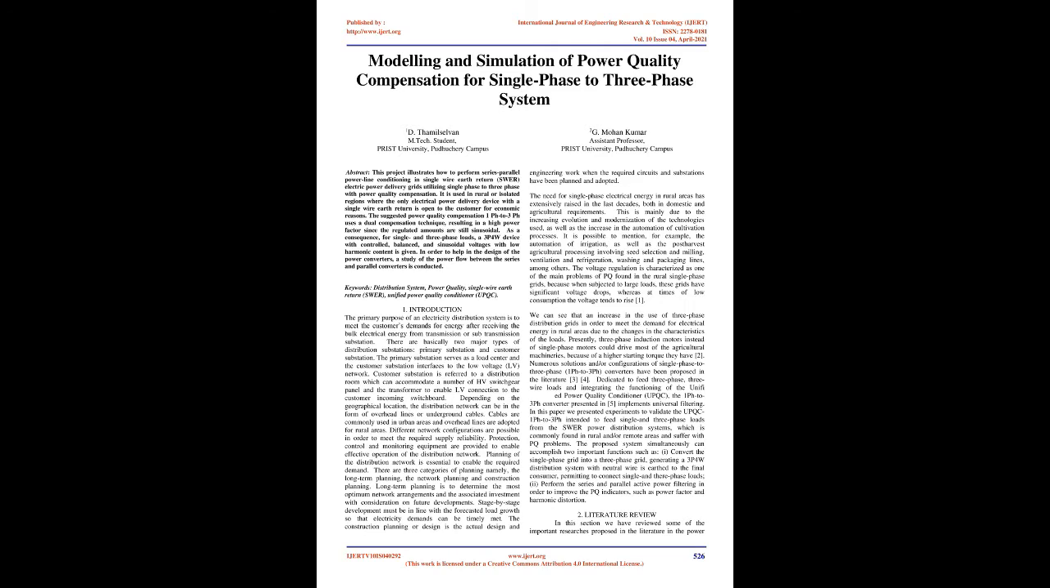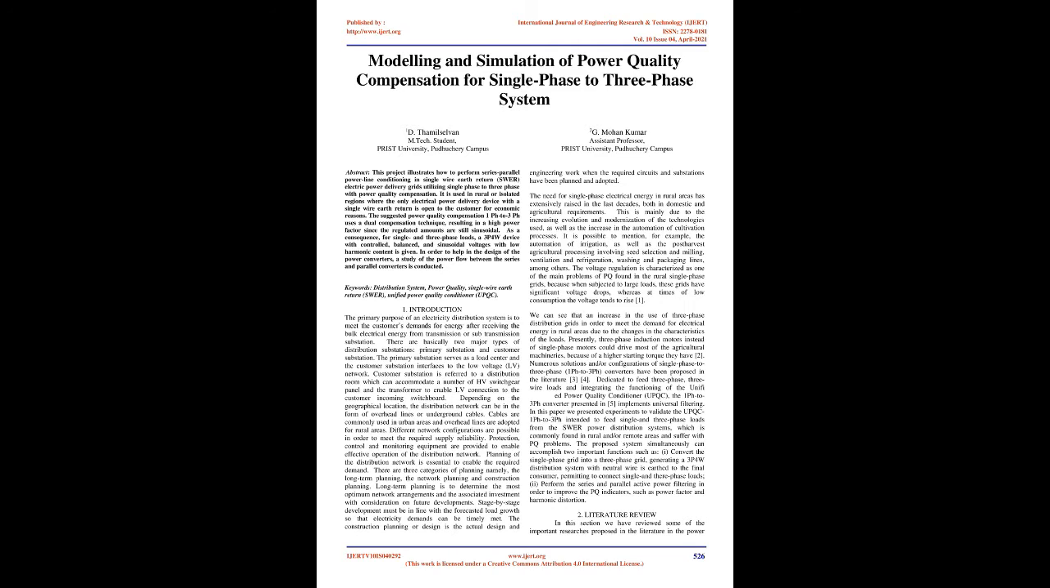Engineering work. When the required circuits and substations have been planned and adopted, the need for single-phase electrical energy in rural areas has extensively raised in the last decades, both in domestic and agricultural requirements. This is mainly due to the increasing evolution and modernization of the technologies used, as well as the increase in the automation of cultivation processes. It is possible to mention, for example, the automation of irrigation, as well as the post-harvest agricultural processing involving seed selection and milling, ventilation and refrigeration, washing and packaging lines, among others.